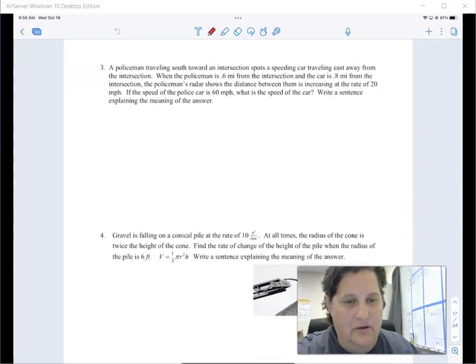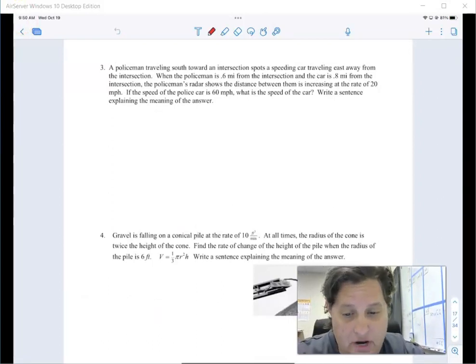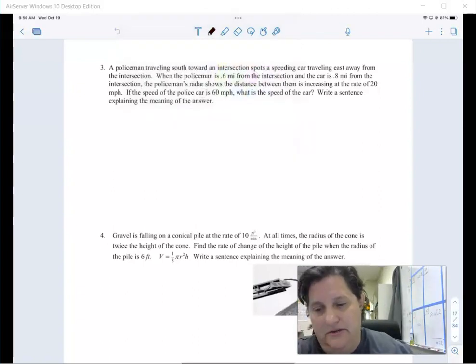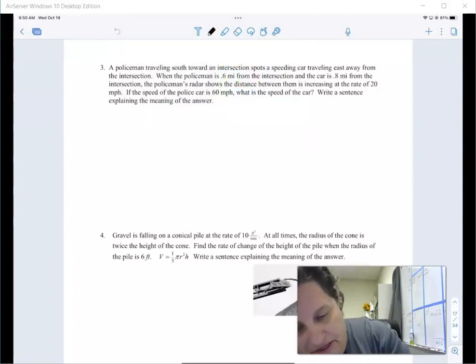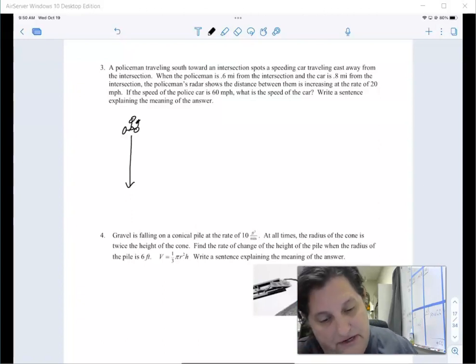All right, y'all. Here we go. The funnest stuff ever. Related rates word problems. These are so dope. Okay? All right, here we go. First things first. We need a picture. A policeman traveling south towards an intersection. He's going to be a motorcycle cop, I think, because I don't want to drop a cop car. Okay, here we go. He is traveling south toward the intersection.